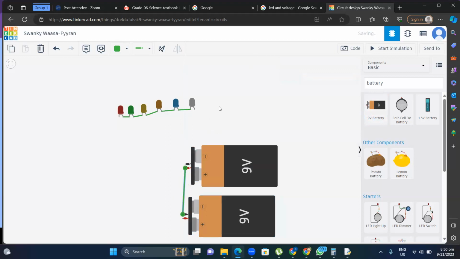But normally enough. So this is anode. Anode needs to be connected with the positive.